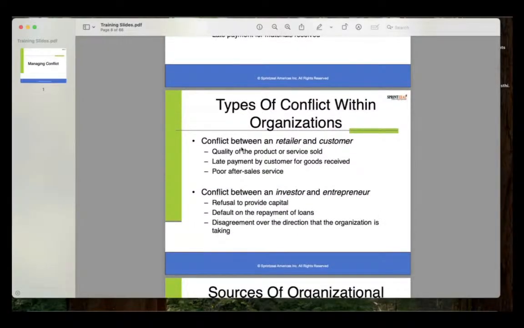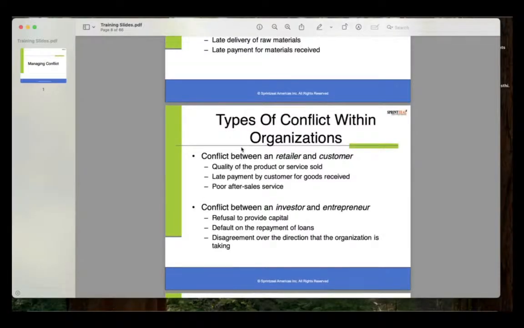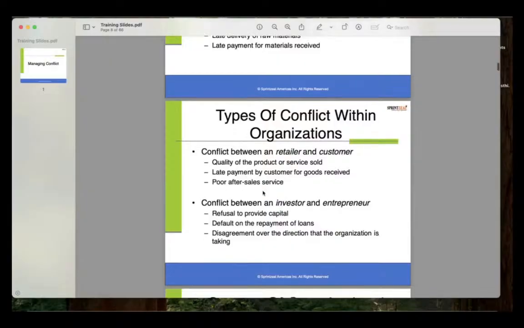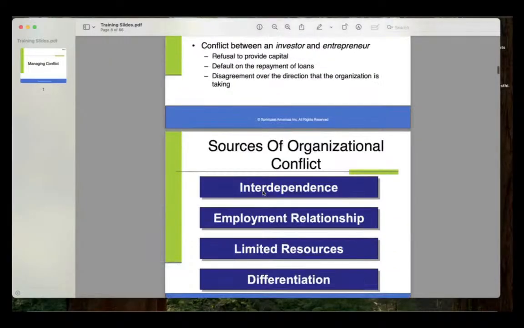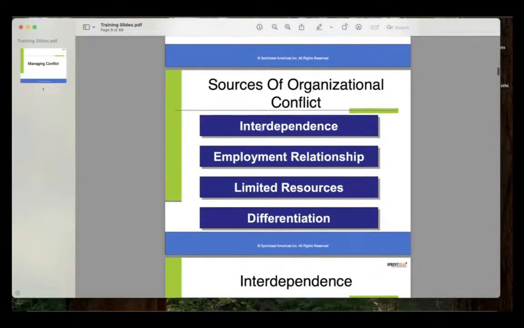There are four sources that we are going to discuss. First is interdependence. Next, employment relationship. Third one is limited resources, and then differentiation. Okay, we'll understand this in detail. These are the four sources for you. So, what do we understand by interdependence? Let's see.